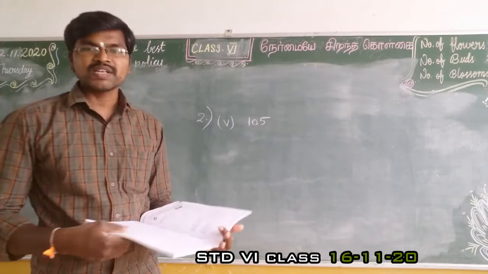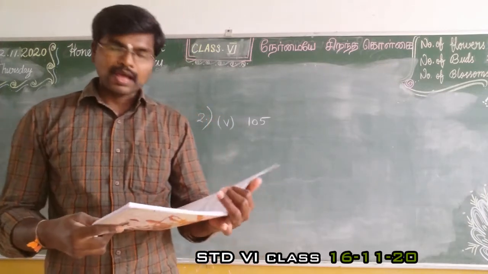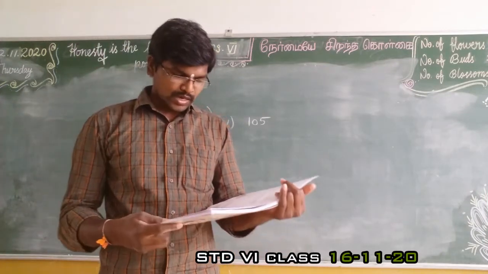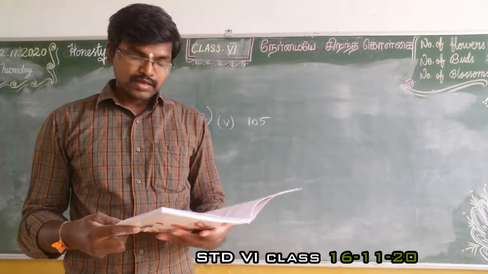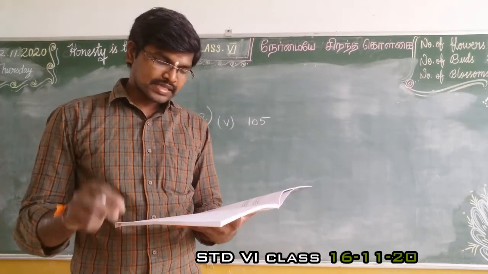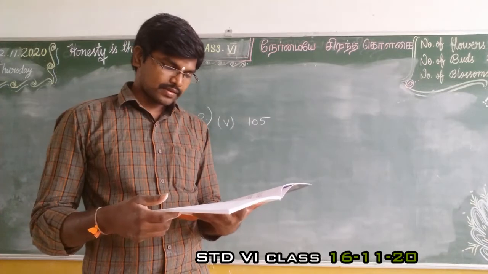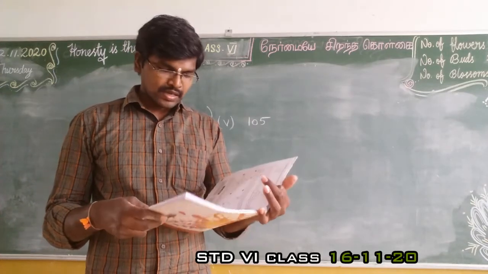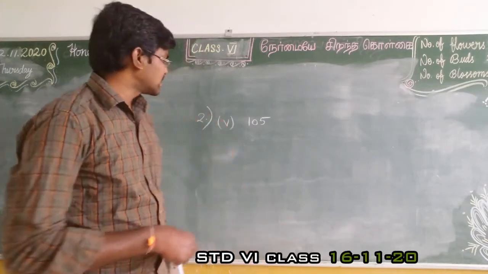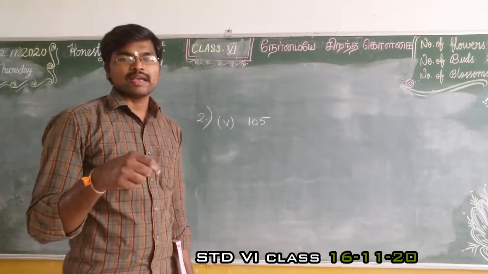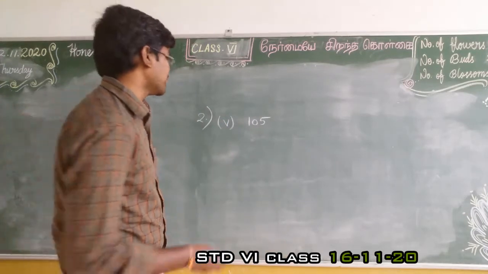So actually the question is 105. The number of distinct prime factors of 105 is 3. So that is the question. First 105 ku prime factorization first find pannunga.